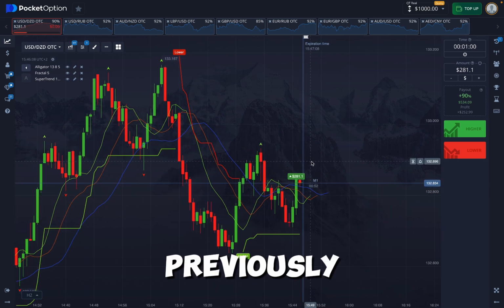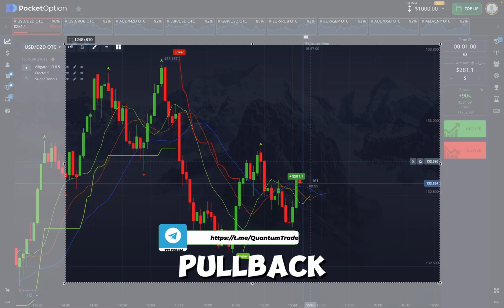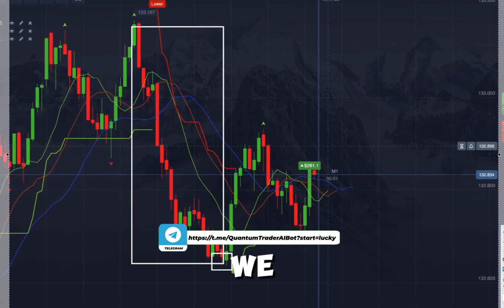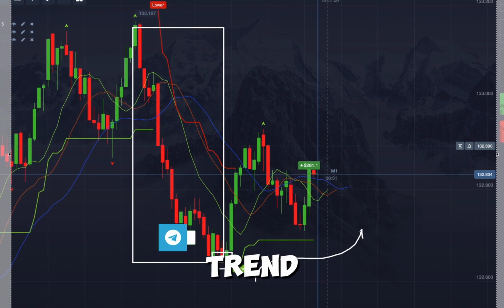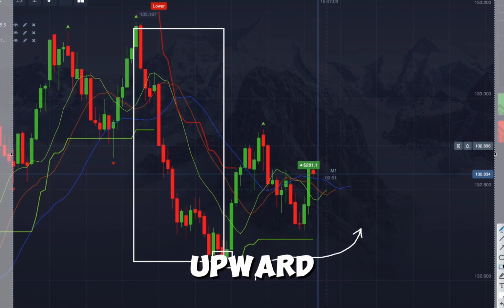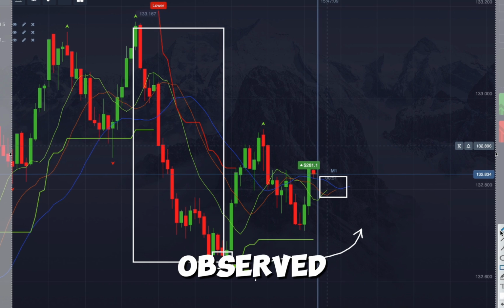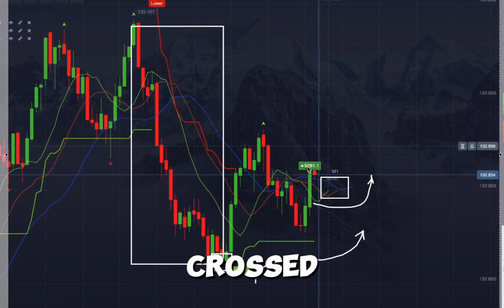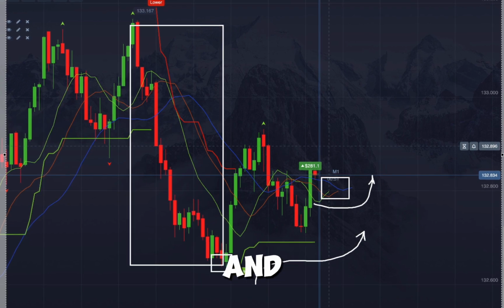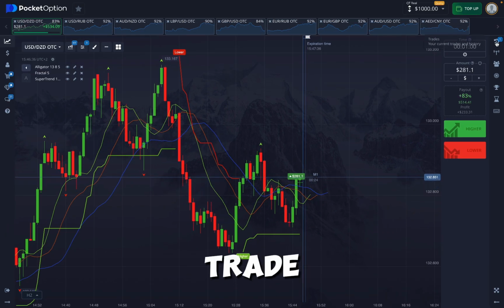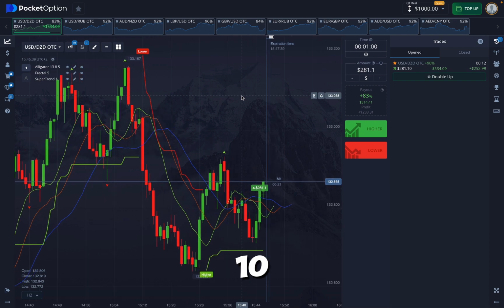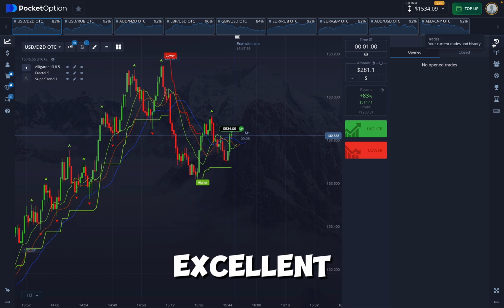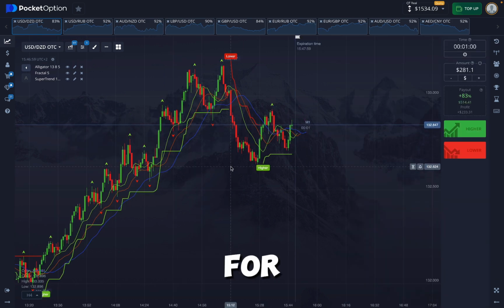Of course, we have previously had a fairly impulsive pullback in the dynamics, and after updating the structural minimum, we have a position on the Supertrend that began to show upward dynamics again. Here I observed the crossing of the moving lines of the Alligator, and also the price crossed these moving lines. And at the crossover, I open a trade. Look at the result. Last 10 seconds to close, and the position is closed in plus. Excellent. Super result. Excellent profit for this trade.